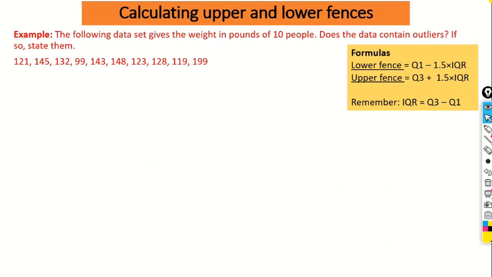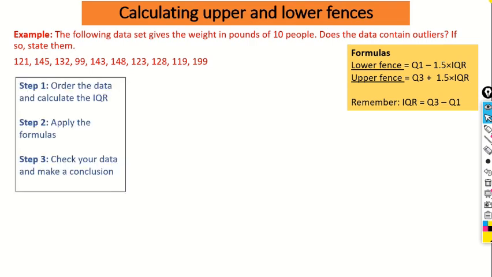Now we're going to go through an example where we're calculating our upper and lower fences. These formulas are going to help us to find those fences, so please write down what's in this little yellow box here. We've got the following data set giving the weight in pounds of 10 people, and we're asked, does the data contain outliers? And if so, we're going to be stating them. If we look at the data here, you might think maybe 99 is an outlier and maybe 199 is. But let's go through this process and see whether mathematically they are considered outliers.